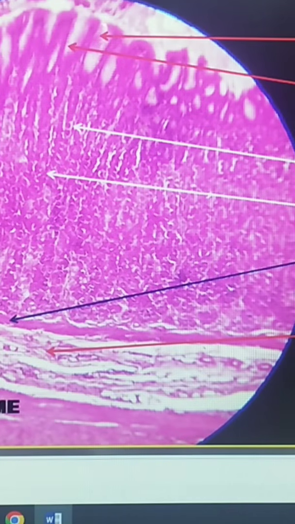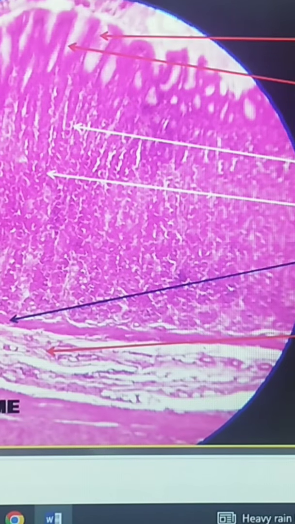You can compare the gastric pits with the muscularis mucosa. So you can see the well developed muscularis mucosae. With this level, if you see the gastric pits, they are very shallow. You have to compare the depth of the gastric pits with the muscularis mucosae. So it is very shallow.